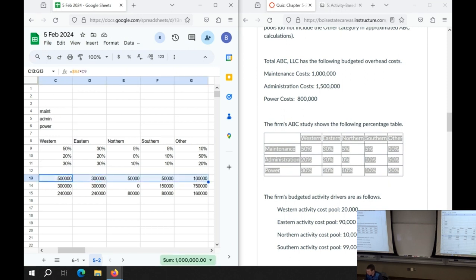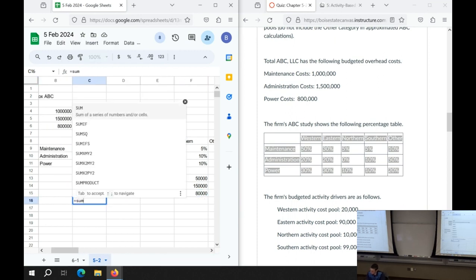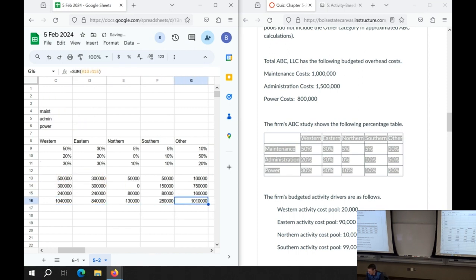Double check real quick. Got $1 million correctly still in maintenance, 1.5 million in admin, and 800,000 in power. Good. We've maintained total cost. We just divided them up into our 4 activities and 1 period cost activity cost pool.